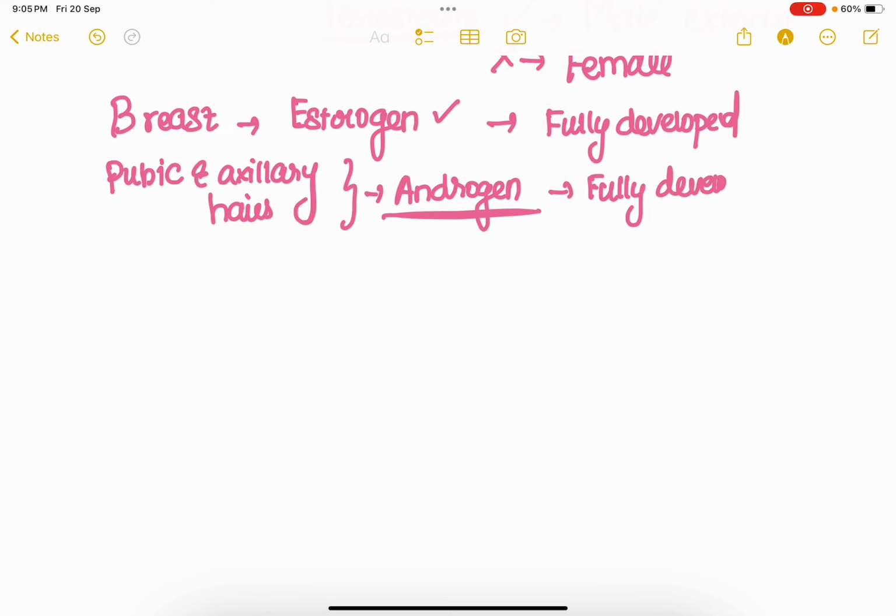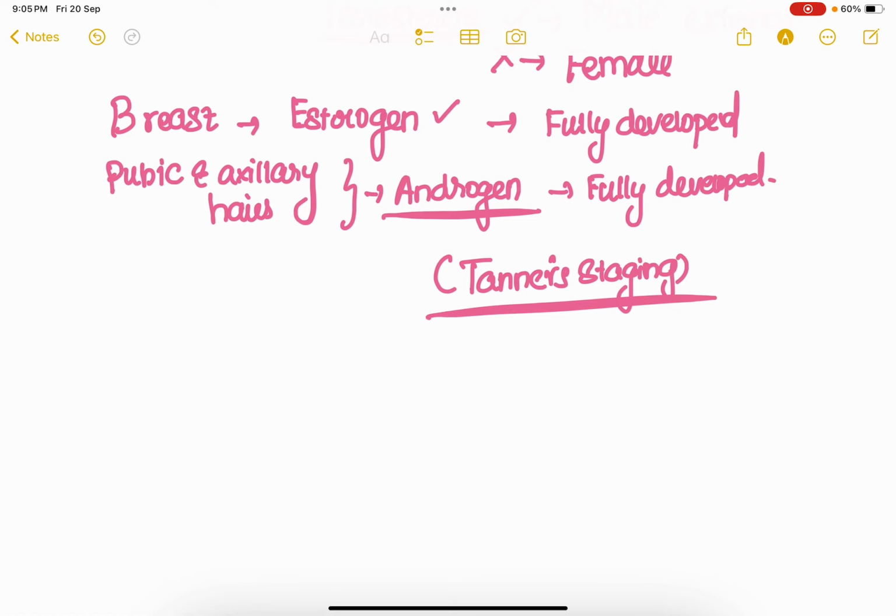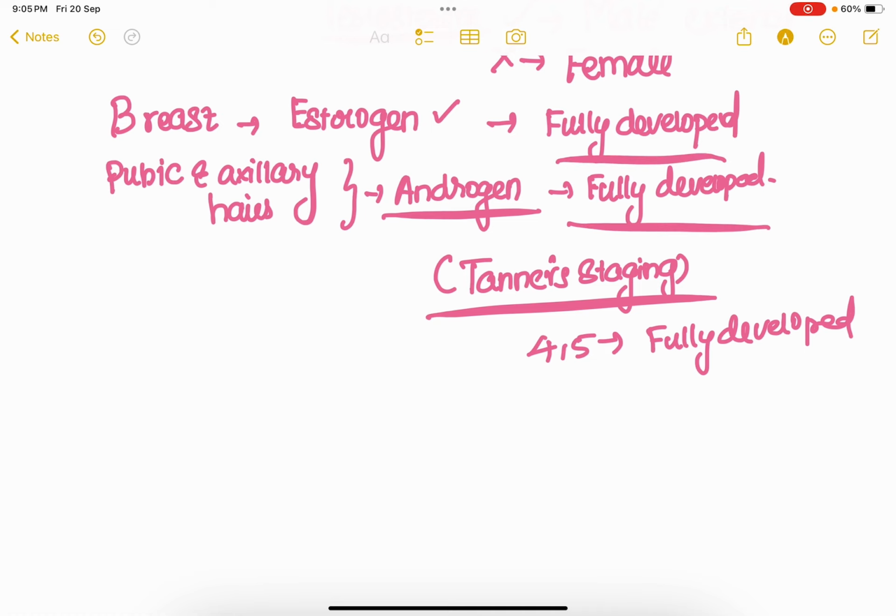Right? So fully developed pubic and axillary hair as well as fully developed breast comes under a staging called Tanner staging. So there is a staging called Tanner staging which is actually used for the development of breast and pubic hair. So this staging tells us about whether it is an early stage of development or whether it is underdeveloped or whether it is fully developed. So Tanner stage 4 and 5 actually stands for fully developed breast and pubic and axillary hair. Since it is fully developed, it is going to be Tanner stage 4 and 5.